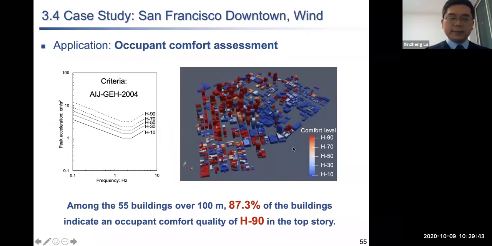And finally, we can evaluate the occupancy comfort subject to this building shaking.